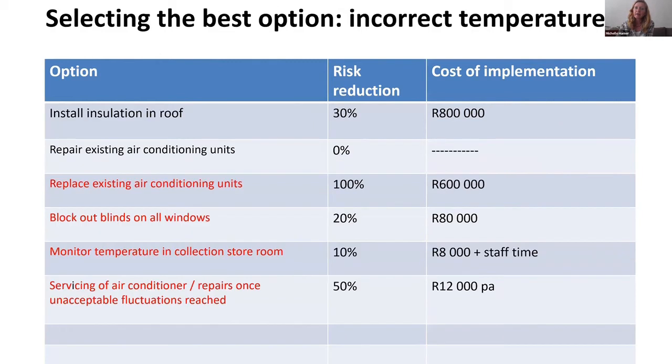So here, I think I would definitely replace my air conditioning units. But I'd also put blinds in because it puts less strain on the units if you have your light and sunlight blocked. And I would also have to monitor my temperature. That just is good practice, and it's part of that detecting. And of course, I have to service my aircon. So there, I'm actually going to pick 4 and do them all.